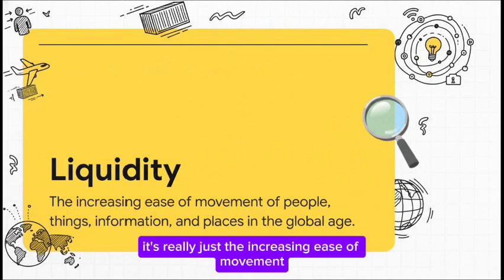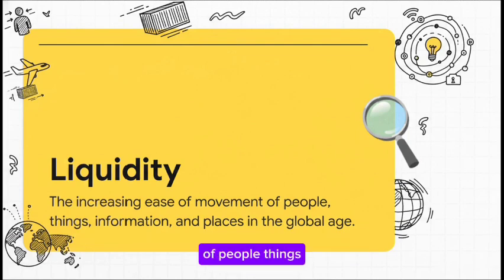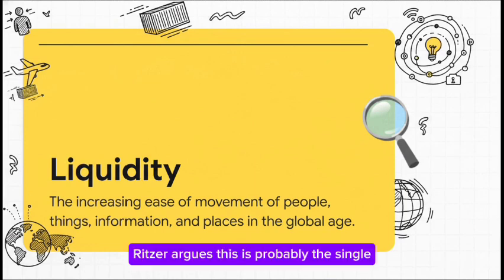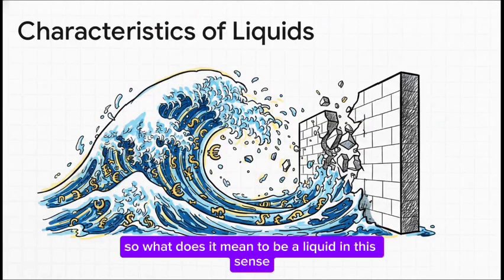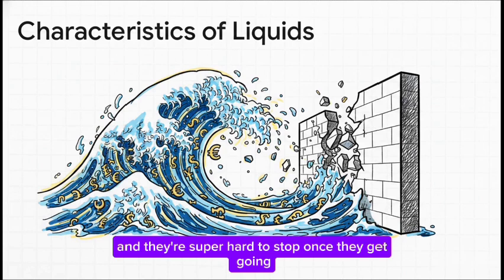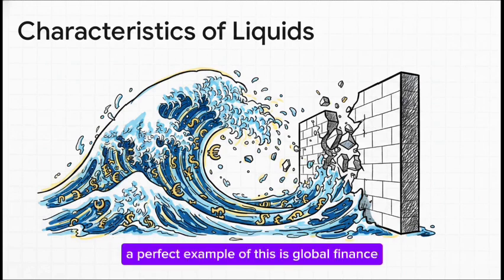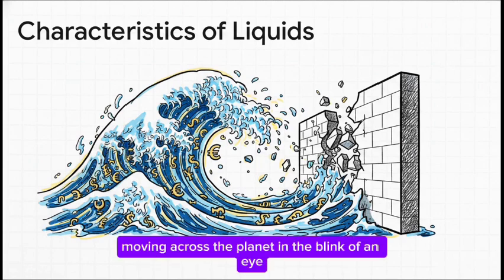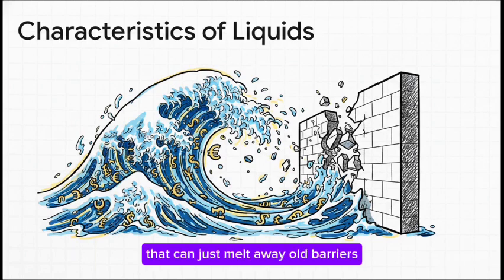And this brings us right to the heart of it all, the definition of liquidity. It's really just the increasing ease of movement, of people, things, information, you name it, in the world we live in today. Ritzer argues this is probably the single most important feature of globalization. So what does it mean to be a liquid in this sense? Well, just think about actual water. Liquids don't really hold their shape, and they're super hard to stop once they get going. A perfect example of this is global finance. We're talking about billions of dollars moving across the planet in the blink of an eye. It's a purely liquid form of capital that can just melt away old barriers like national borders.